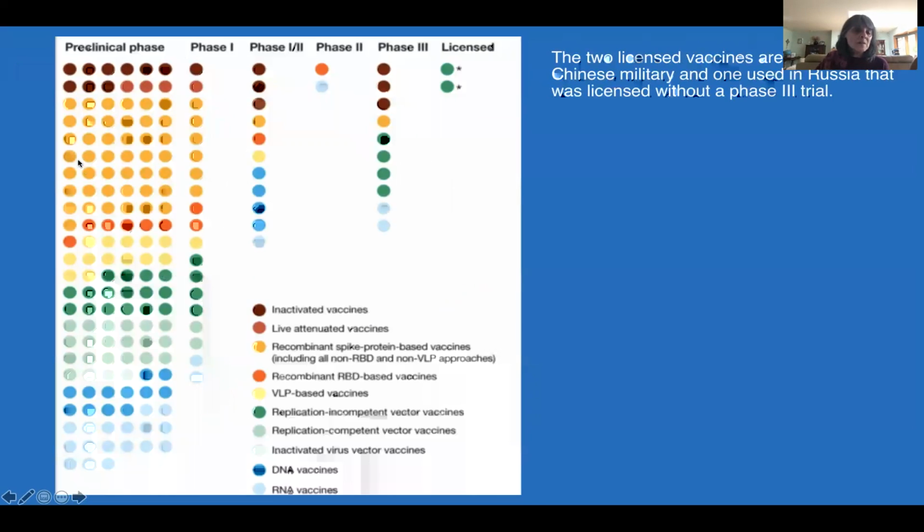This is color-coded basically what was on the previous slide, just showing you the various stages of preclinical testing. You can see that some of them drop out. The recombinant spike protein vaccines seem to be diminishing at the expense of some of these others, and then it shows you which ones are in phase 1, phase 1, 2, and so on. These 2 here, these green ones, so green is the replication incompetent vector vaccines. Both of these received the first licensing. One of them was developed in China for the Chinese military, and the other one was developed in Russia, and that one didn't go through a phase 3 clinical trial. It went straight from phase 2 into human use.